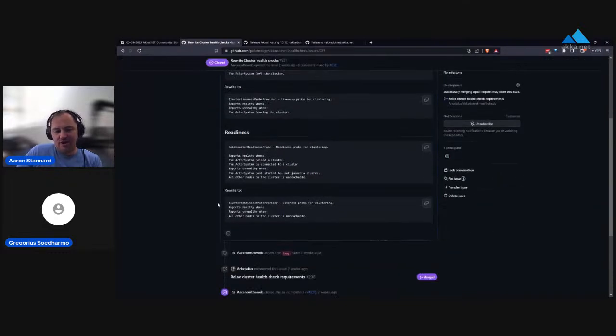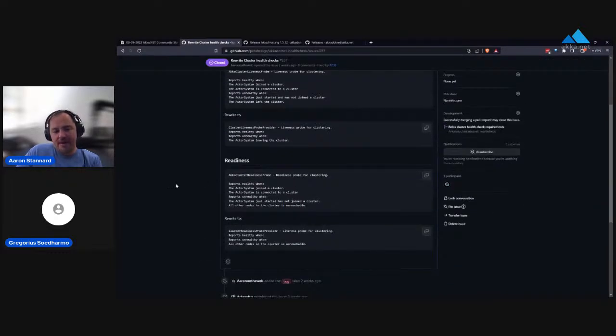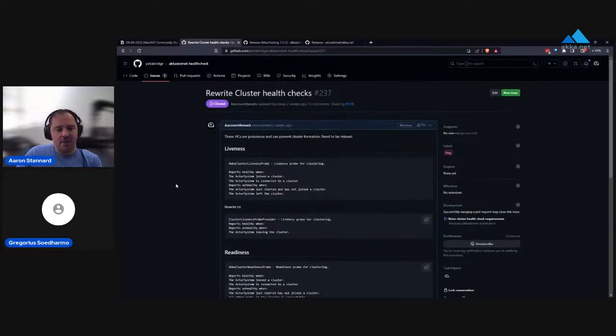The readiness health check is a little bit more subtle than that. It's more like a load balancer health check where the process might be alive and nothing's gone wrong, but it might not be fully initialized yet, not quite ready to serve customers. That's part of the issue there.